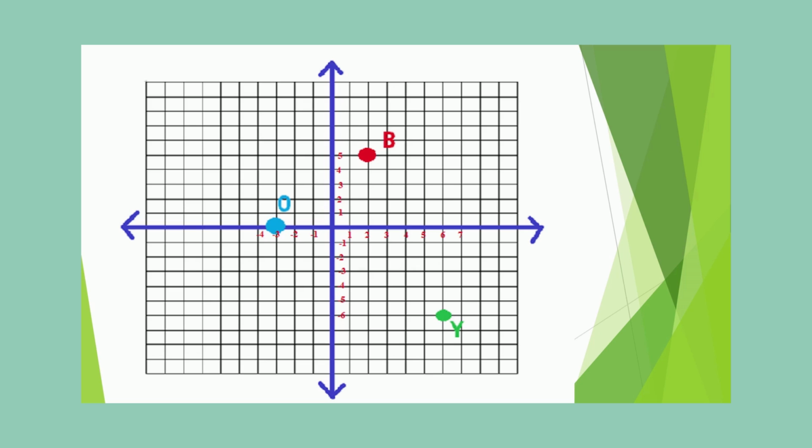Now for point Y, it is in this quadrant. You have to get the x value by counting these units: 1, 2, 3, 4, 5, 6. And then your y value is negative because it's going down. So from here, it's 1, 2, 3, 4, 5, 6. Your coordinates for point Y are 6 and -6. So 6 for x, -6 for y.